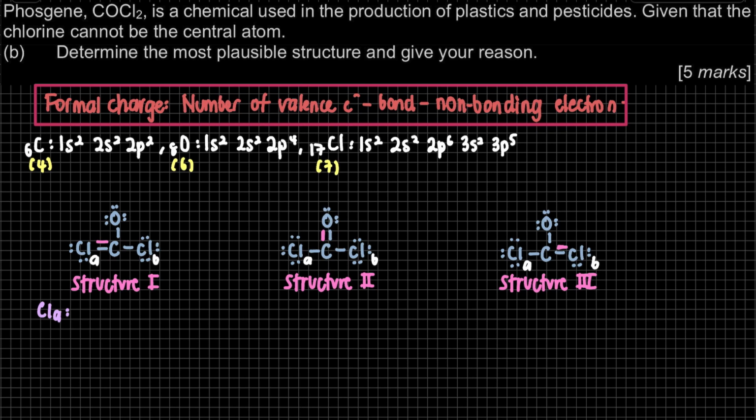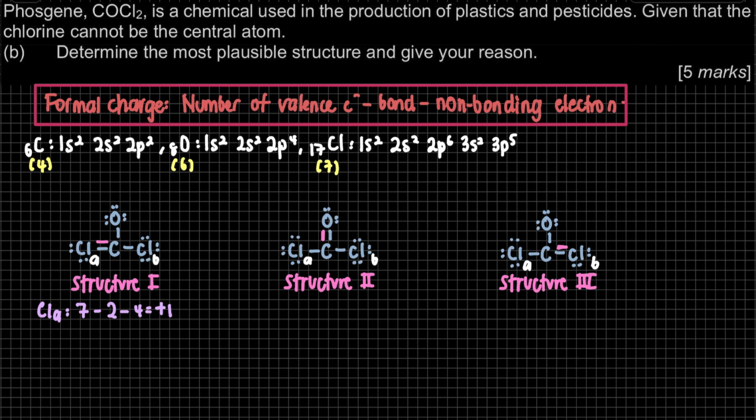For chlorine A, how do we calculate the formal charge? Valence electrons, we have 7, minus the number of bonds. When you check chlorine A, we have only 2 bonds, so minus 2, minus the non-bonding electrons. Is there any non-bonding electron? Here we have 1, 2, 3, 4. So minus 4. Hence we get positive 1.